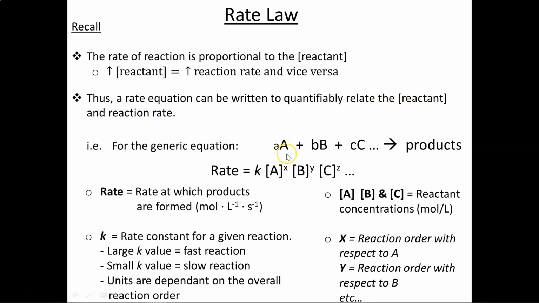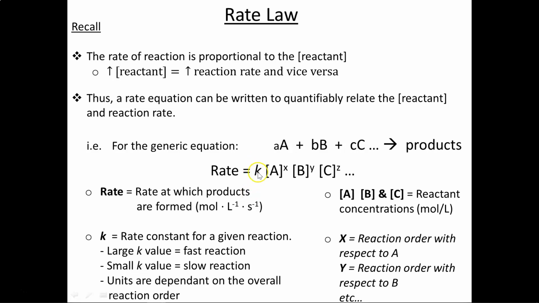So for this generic equation with reactants A, B, and C, the lowercase letters represent the stoichiometric ratios. We can determine those by balancing the equations. You can create a rate law equation, where rate is equal to k, concentration of A to the power of x, concentration of B to the power of y, and concentration of C to the power of z. Rate is measured in moles per liter second. k is the rate constant for a given reaction.